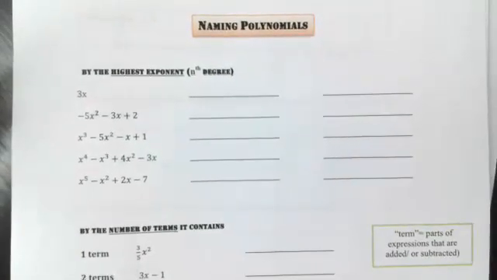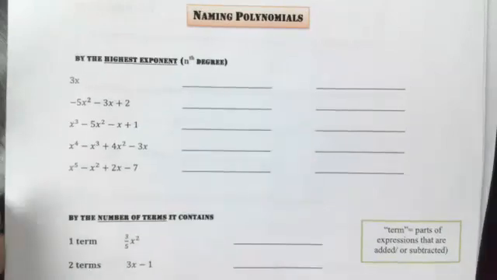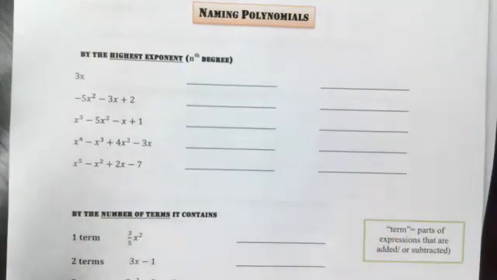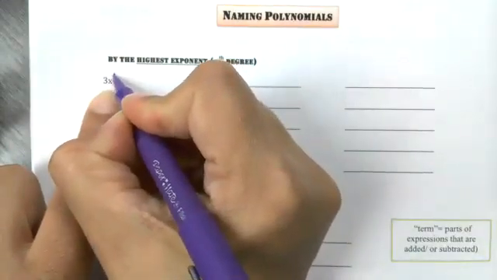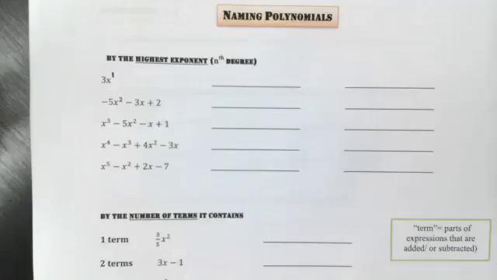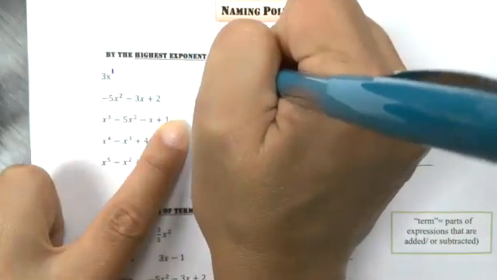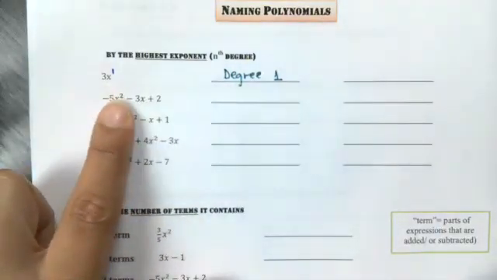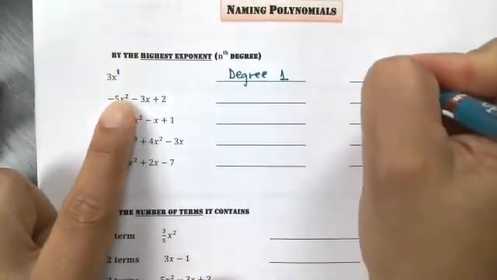Okay. Naming polynomials. We're going to name them by their highest exponents first, and then we're going to have a list here of common names, what we know them by. So the first one, the highest exponent for 3x is 3x to the 1. Even though 1 is not written, it's implied for exponents. So that's going to be degree 1. That's the name of this polynomial, degree 1 polynomial. And the common name for that is linear.